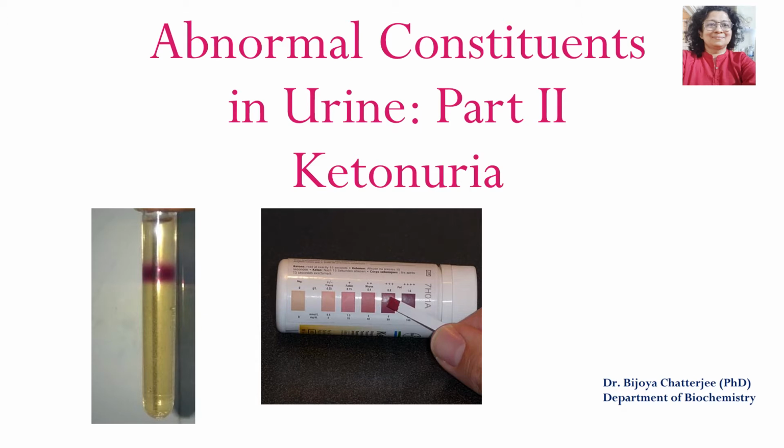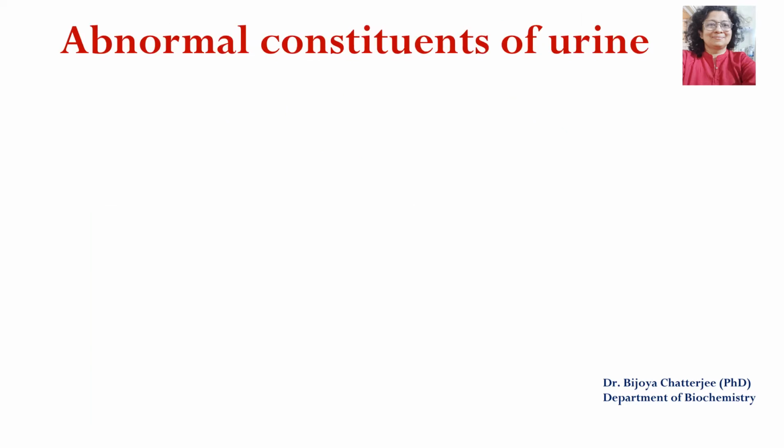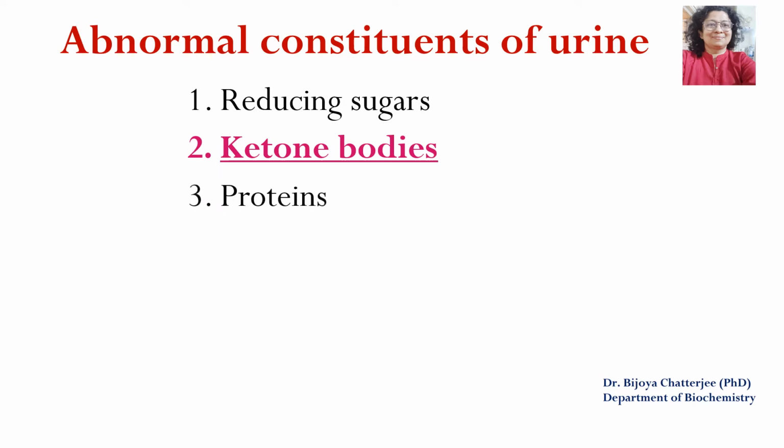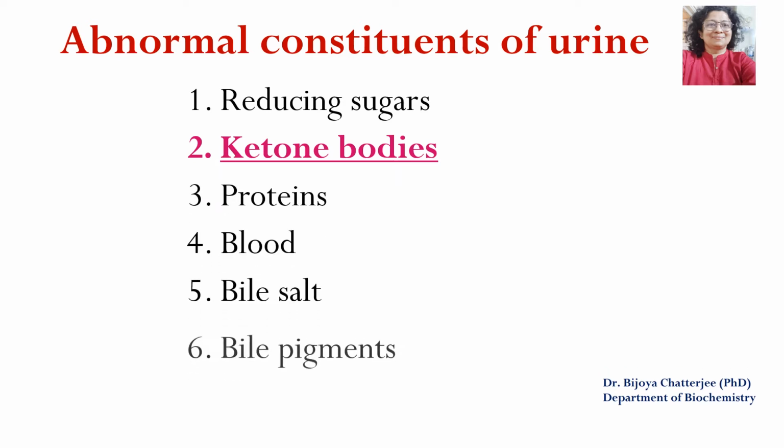This is part 2 of the urine chemistry, and today we will talk about ketonuria. So the abnormal constituents of urine include reducing sugars, ketone bodies, proteins, blood, bile salts, and bile pigments.